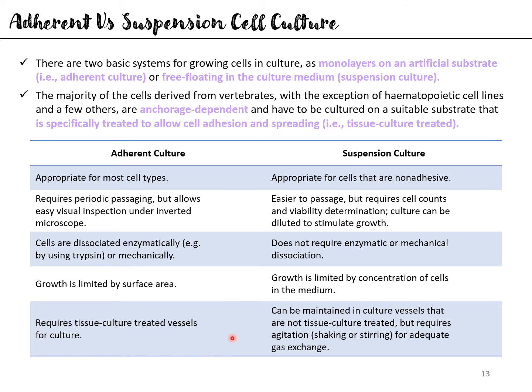Adherent cell culture requires specific vessels which are tissue culture treated, whereas for suspension culture, you can maintain it in culture vessels that are not tissue culture treated, but it requires constant agitation for adequate gas exchange. If you do not subject it to constant agitation, then your cells are going to settle down and that is again not desirable because these cells, as the name suggests, should remain in suspension.